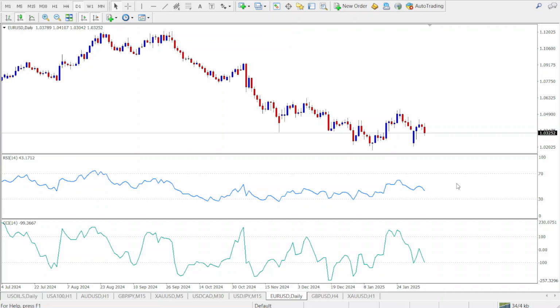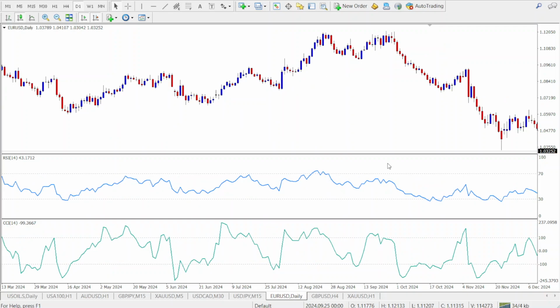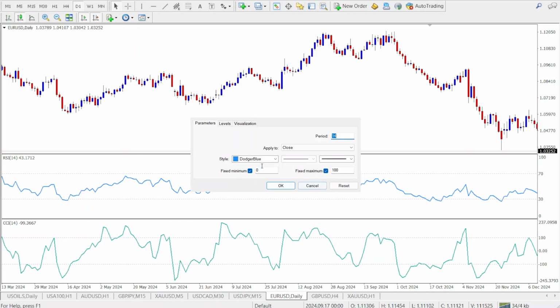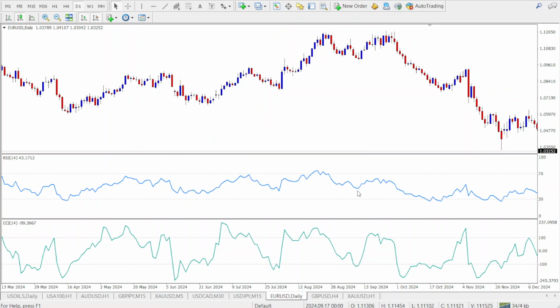But RSI isn't just about these levels. It's also used to confirm trends. For example, in a strong uptrend, the RSI might stay above 50. Now 50 is the midpoint, and you can actually add that 50 as a level. Okay, if you want to do that, you can just go to the settings of the indicator, you go to levels, you go to add, and you add 50, right? You can actually do that.